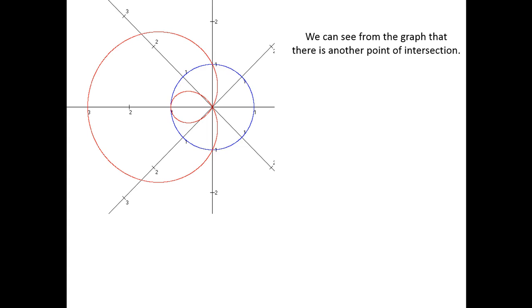Here's a picture of it. So r equals 1 is the circle, and the other one is the cardioid in red. You can see that there's another point of intersection.